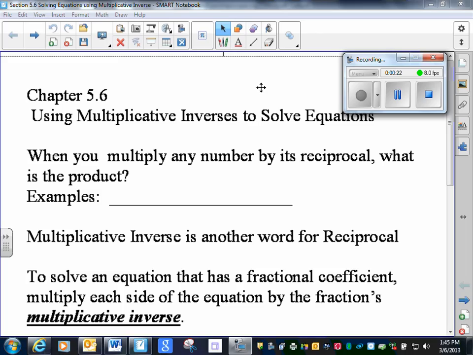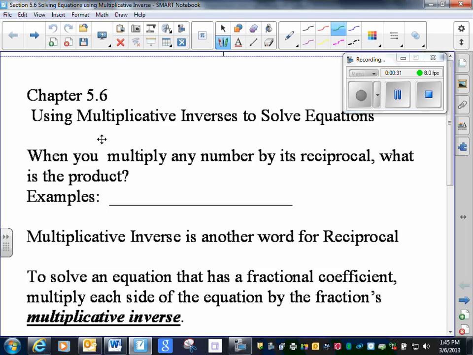We're moving on to 5.6. We're going to talk about reciprocals, and we're going to talk about solving equations, and we're also going to talk about this little word right here, multiplicative inverse. It's such a fun word to say, and if I were there in class, I would have you say it, multiplicative inverse. So we talked in 5.5 about reciprocals.